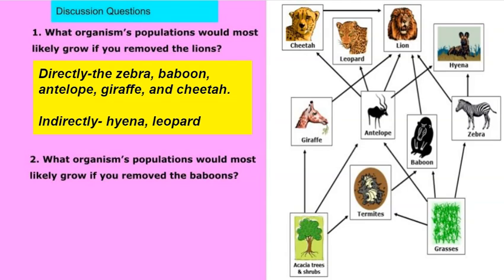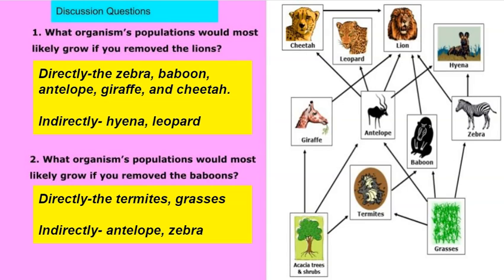So again, I have this kind of a direct effect and an indirect effect. So what are the baboons eating? It's termites and it's grasses. And so those two for sure, right? Directly, the termites and the grasses. If you look at it indirectly, if there's less pressure on the grass, the zebra and the antelope are benefiting from that. Right? So there you go.